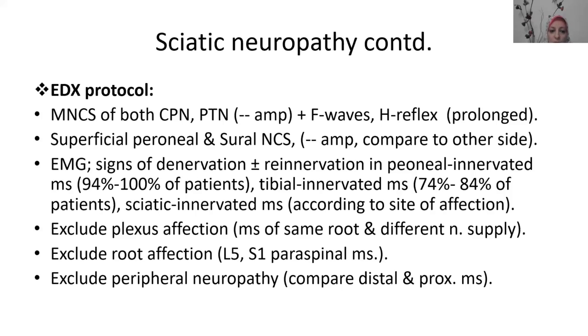We also have to exclude plexus affection by examining muscles of the same root but with different nerve supply, like examining the gluteus medius and maximus muscles. We also have to exclude root affection like L5 and S1 radiculopathy by examining the paraspinal muscles. And we have to exclude peripheral neuropathy by comparing distal and proximal muscles and searching for a proximal to distal gradient abnormality pattern.